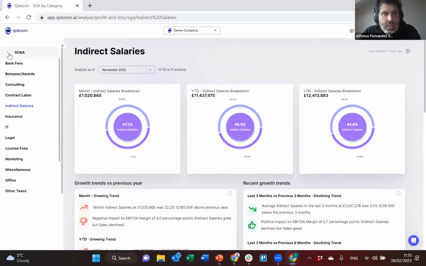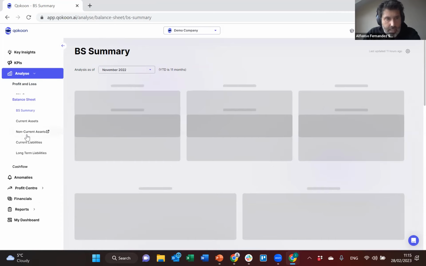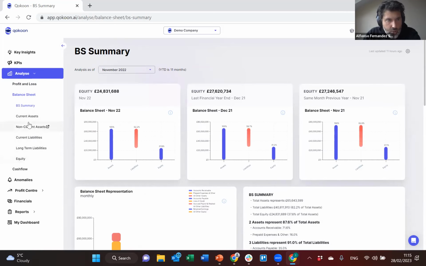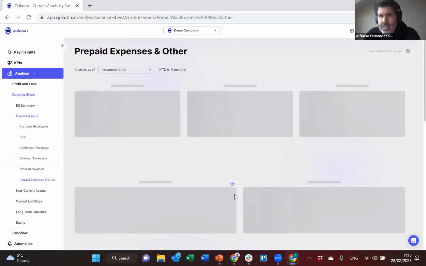Now, I'm not going to explain it so much in detail, but we can analyze and drill down the balance sheet and the cash flow statement as well. Importantly, I'm just going to take you to the fraud case that Qokoon was able to identify. Qokoon has identified a lot of bookkeeping errors as well, but the fraud is actually really interesting. I'm going to go to balance sheet, then current assets. We're drilling down basically, and I'm going to go to prepaid expenses.